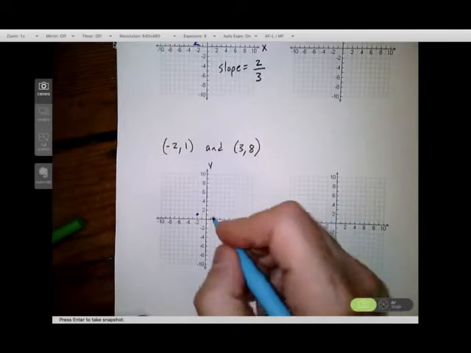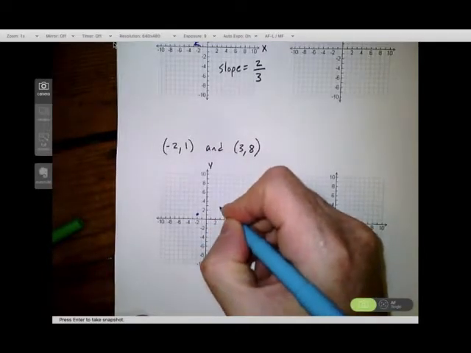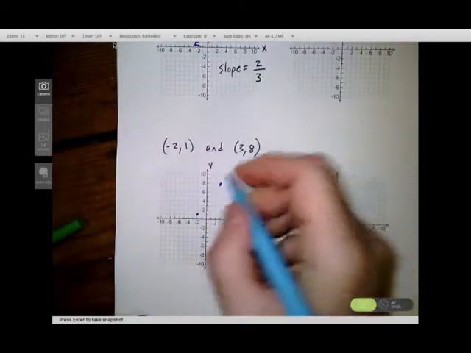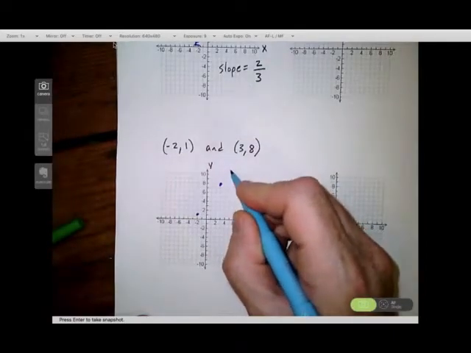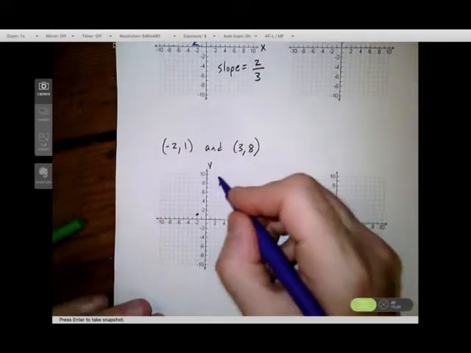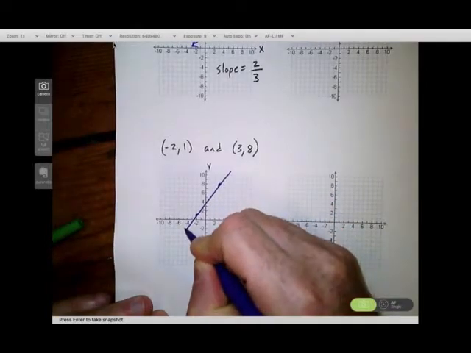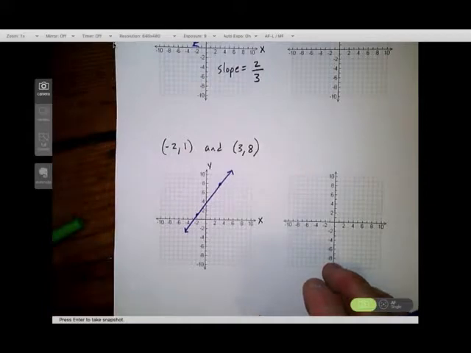Okay, now I go 3, 8. 1, 2, 3 over and 8 up. 1, 2, 3, 4, 5, 6, 7, 8. Right there. Okay. Again, I should have used a ruler, but I don't have one handy, so I'm going to just do my best and connect them. Okay, so might be a little crooked, but we'll get the idea. Alright, that's not so bad. Haven't had too much coffee today. Can draw a straight line, sort of.